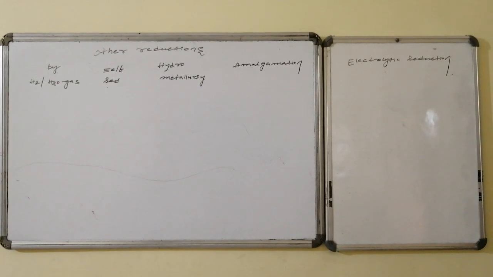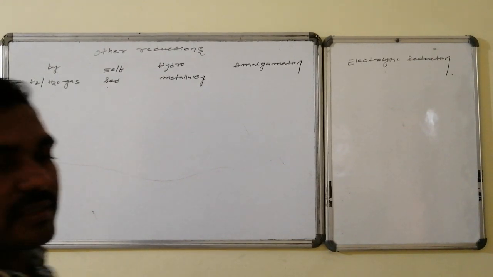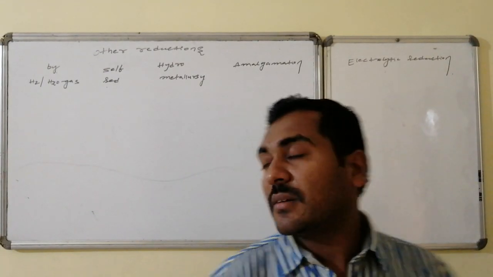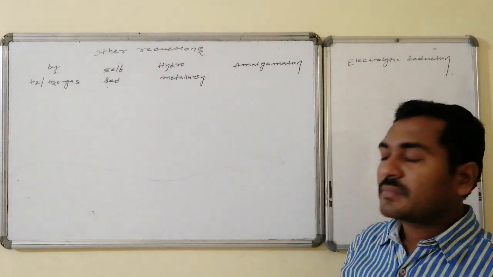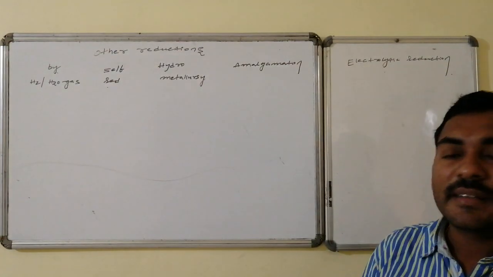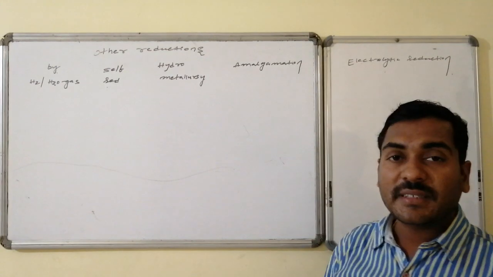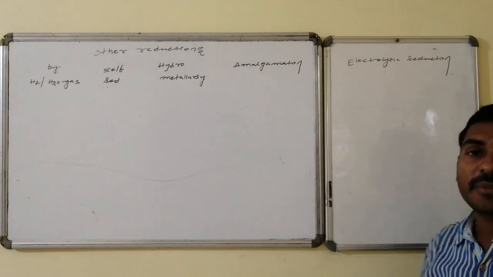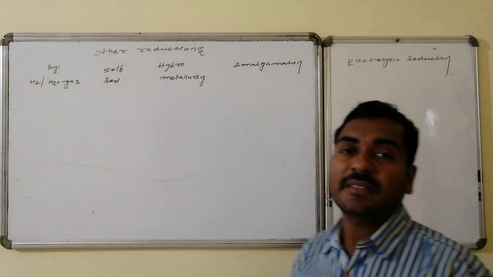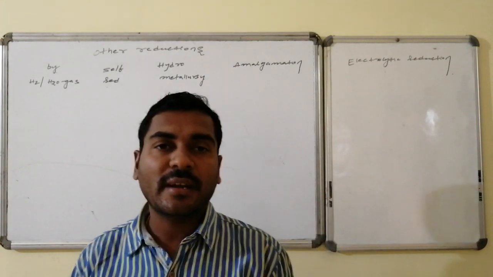The other reductions after smelting, as well as reduction with carbon compounds, are reduction with hydrogen followed by water gas, the self-reduction process, hydrometallurgical process, amalgamation process, and electrolytic reduction process. These are the processes we will discuss.